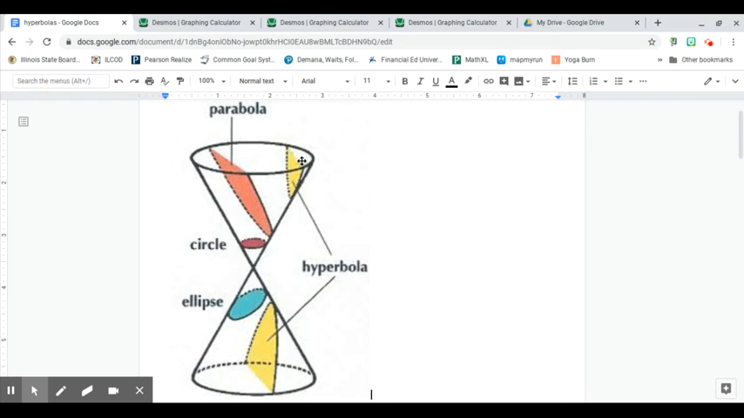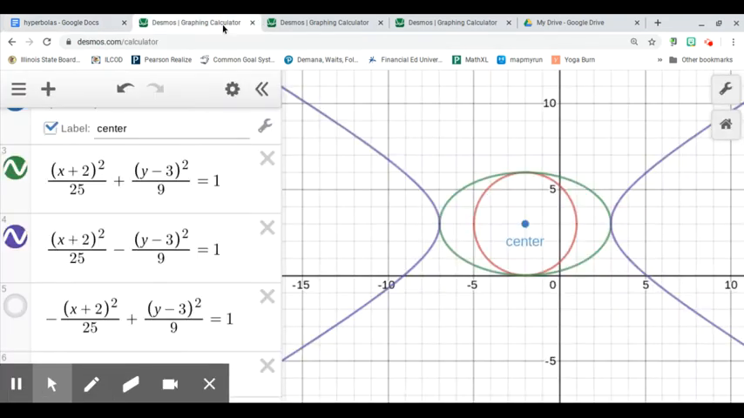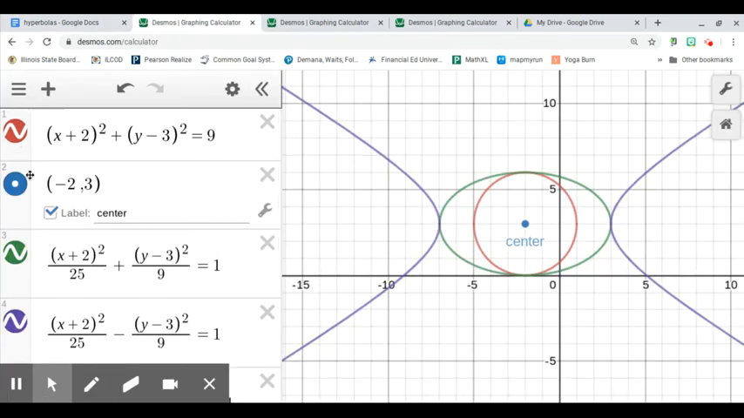So a hyperbola happens when you take a plane and you slice it through two cones. Really, a hyperbola is a couple of parabolas that are joined by a common vertex, some vertices, that's the plural of vertex, and some foci, which is the plural of the word focus. So I'm going to pull up Desmos now, and I'm going to turn all of these off just a second.